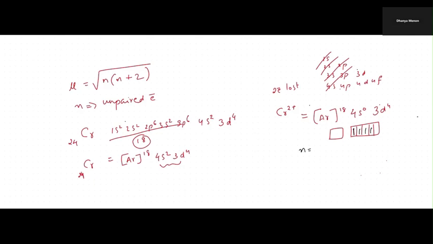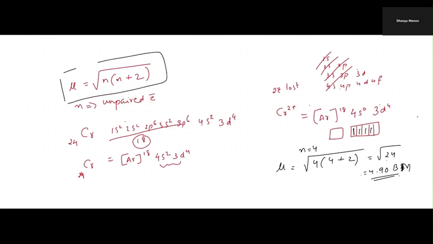So mu is equal to root of 4 into 4 plus 2, which comes to root of 24, which is 4.90 BM. So this was given as a multiple choice question. Please remember this formula. And about how they lose electrons, we have a lot of questions based on this, so it will be more clear.